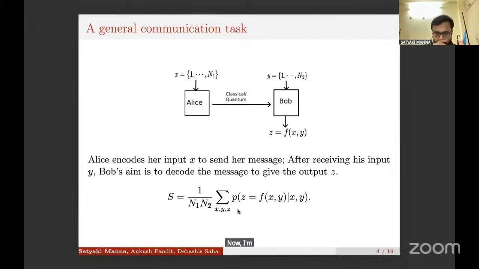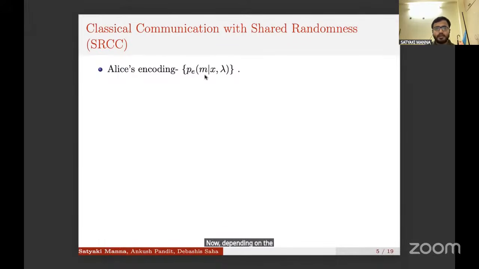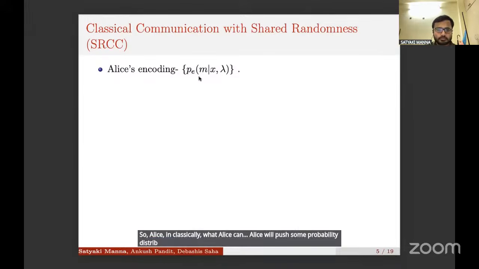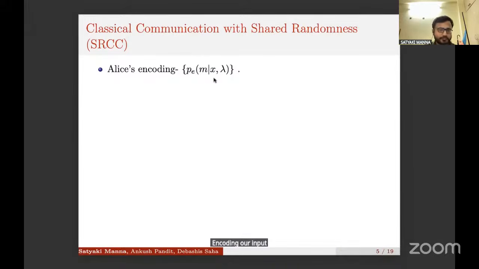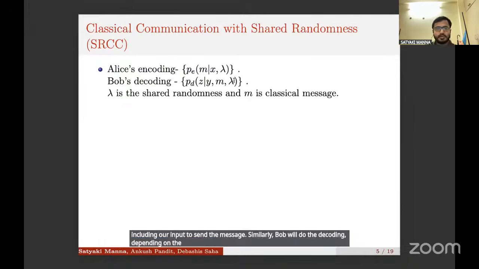Now I am going to demonstrate the structure of classical communication. In classical communication, this is Alice's input x, and this lambda is shared randomness. That is a kind of classical correlation the parties can share beforehand of the game. Depending on x and lambda, Alice will send some classical message. M here is a classical variable. So classically, Alice will choose some probability distribution for encoding her input to send the message. Similarly, Bob will do the decoding depending on Alice's message M, the shared lambda and his own input y, and he will produce the output z.